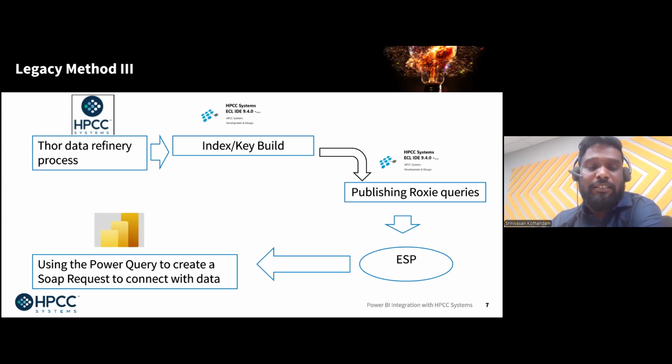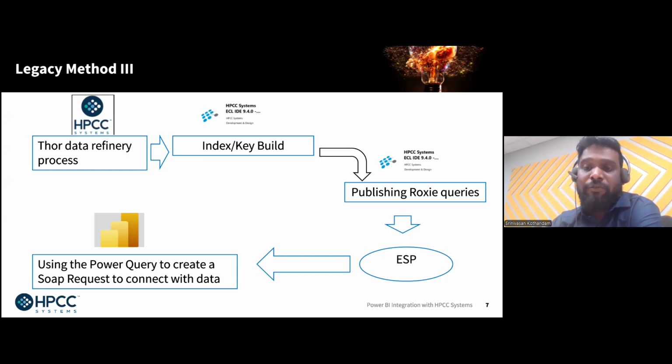Okay, this is the third method. In this method, the spray process, everything remains the same, and data refinery was done using the Thor cluster. Once everything was refined, the data has been processed into consumable datasets. Then indexes and keys were built on top of these processed files. Once the index and key files were created, they were shipped into a suitable Roxie environment. Roxie queries and ECL programs will be deployed on top of these keys and index files.